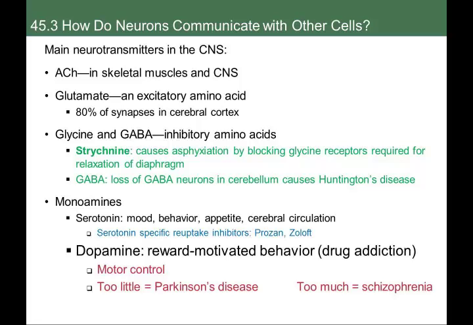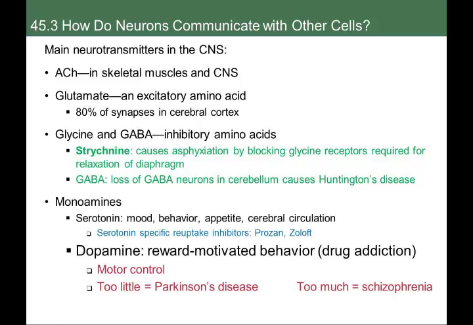And so strychnine, which you guys may know as rat poisoning, well, it kills rats because it blocks the glycine receptors required to get the diaphragm to relax. And so if our diaphragm is working to allow us to breathe in, and you have it paralyzed so that you cannot relax the diaphragm, you've effectively shut down your ability to ventilate your lungs, and therefore you'll die of asphyxiation. So the problem with strychnine or rat poison is that it doesn't just kill rats, it also kills anything that eats the rats.